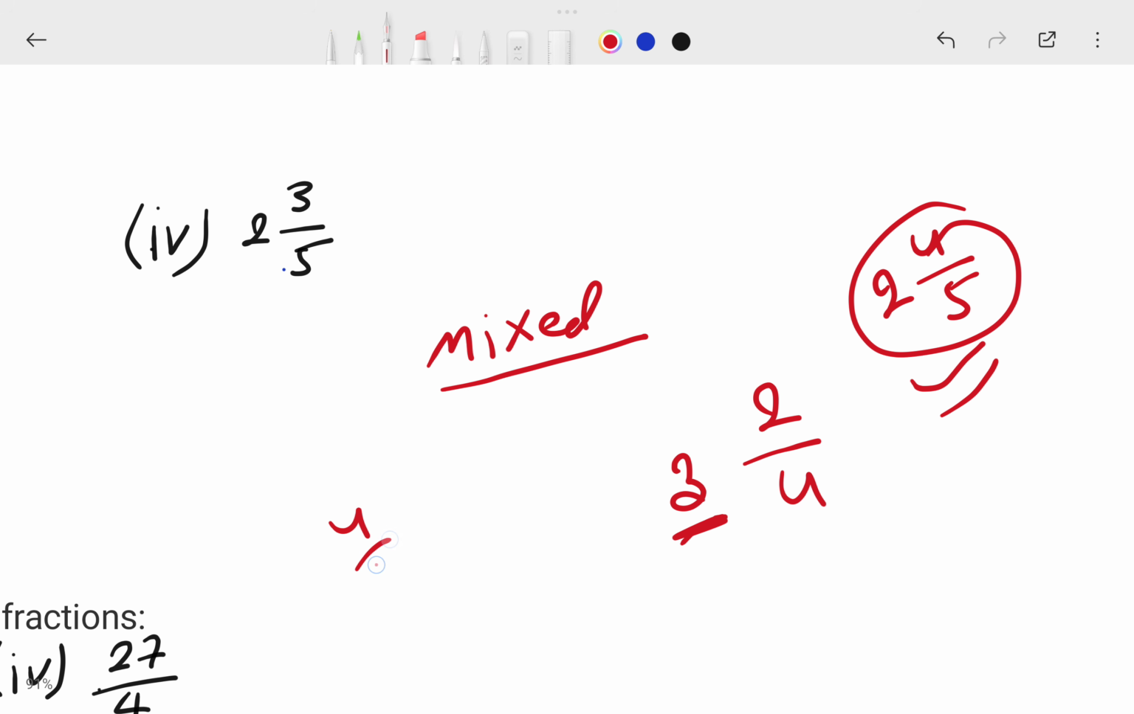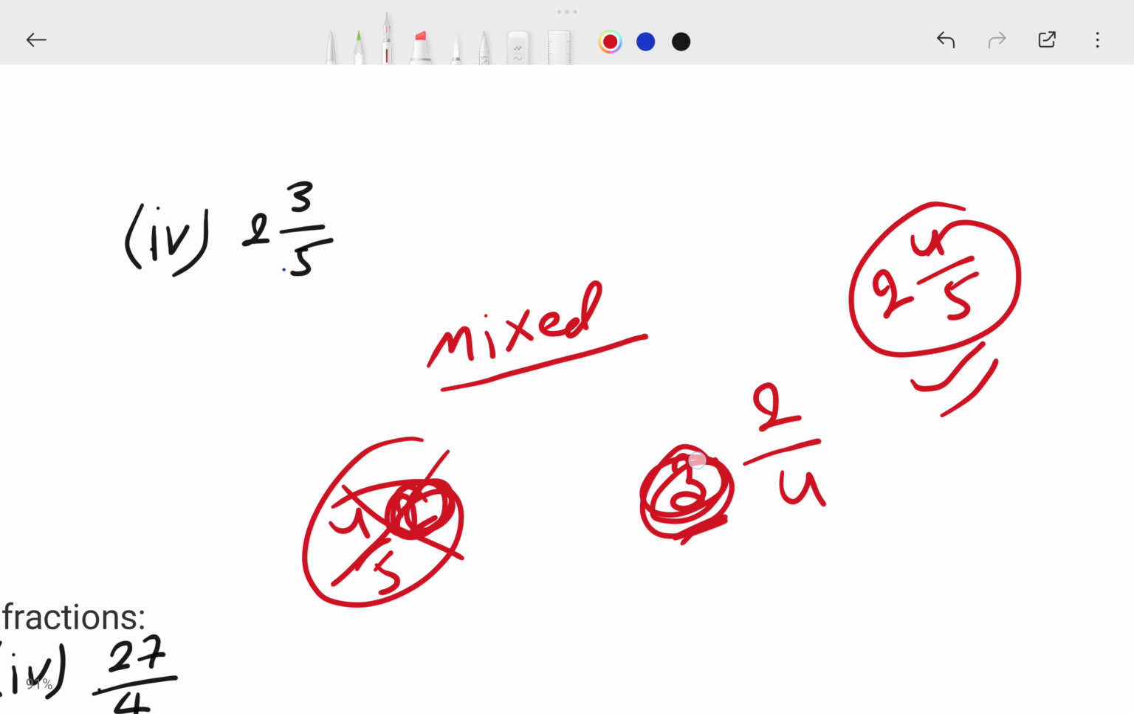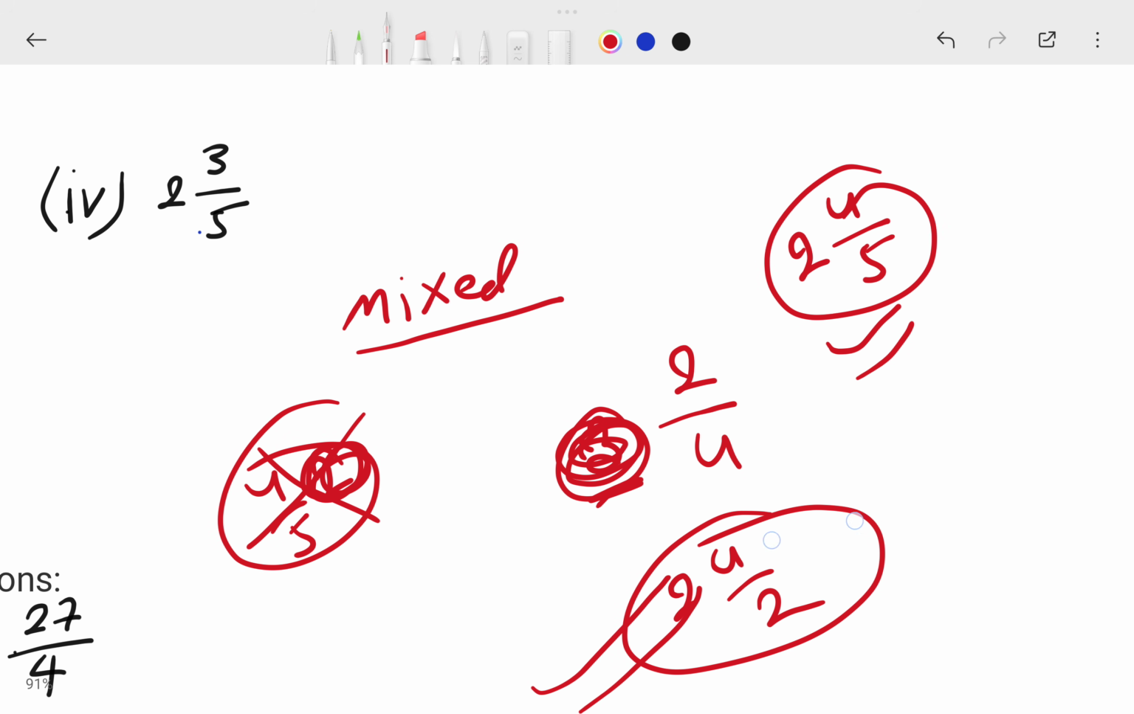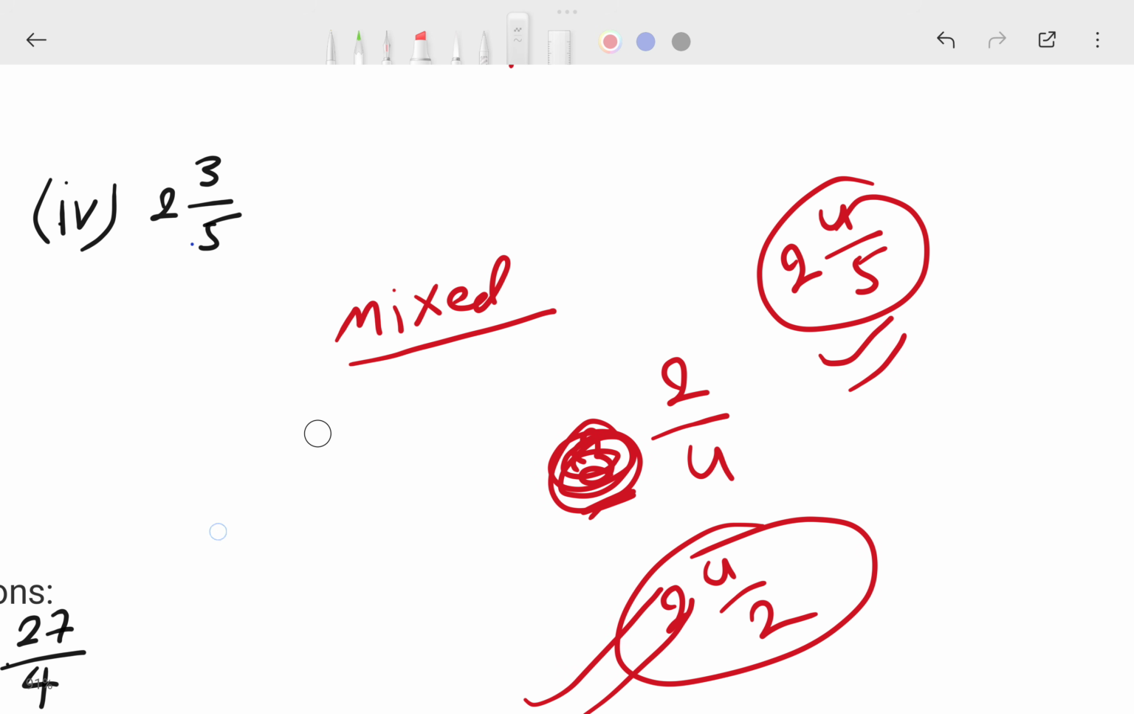If I write this as 5, this 5, and this 2, it is not a mixed fraction, right? This extra number is always on the left-hand side. Okay? So this is a mixed fraction. Yes, it is a mixed fraction. So this is generally a mixed fraction.